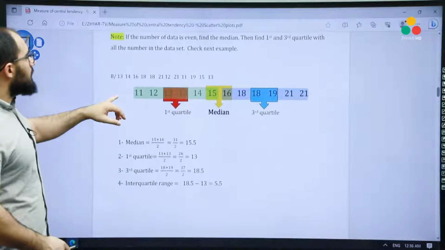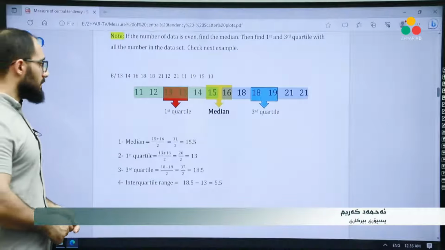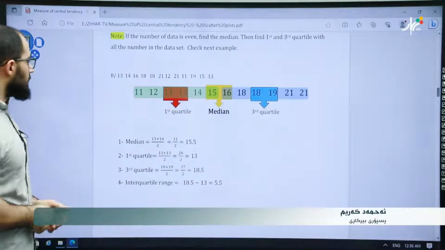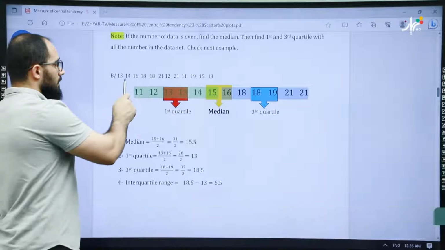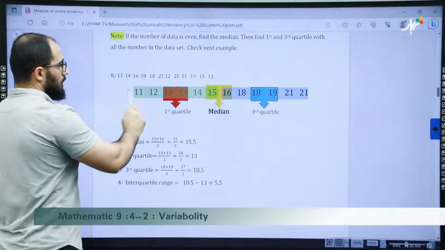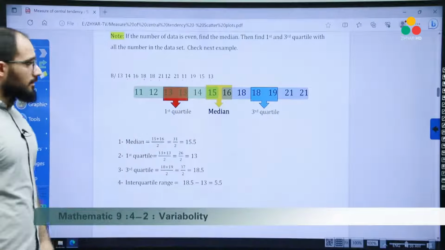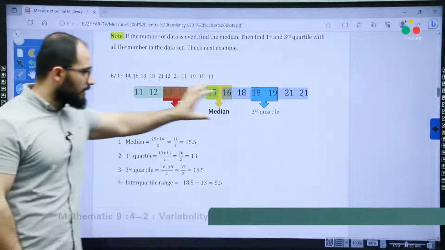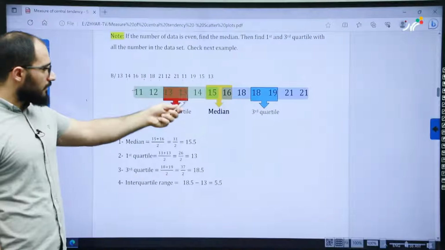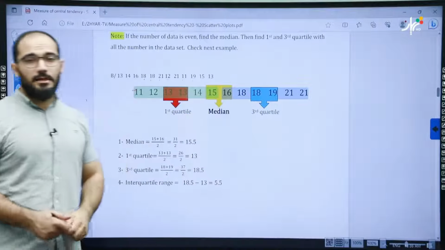So we have a note. It says if the number of data is even. What if we have even data? It means like 8, 10, 6, or 12 data. If you count them 1, 2, 3, 4, 5, 6, 7, 8, 9, 10, 11, 12, you have 12 data. As always, first step, we order the data from least to greatest. So this is the order: 11, 12, 13, 13, 14, 15, 16, 18, 18, 19, 21, and 21.